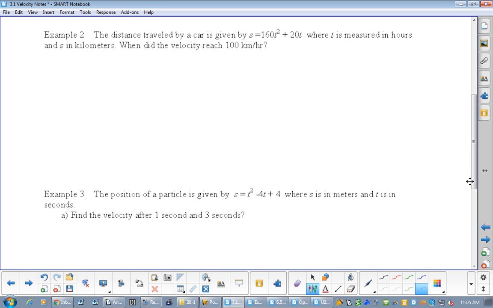Now, here's another one. The distance traveled by a car is s equals 160t squared plus 20t, where t is measured in hours and s in kilometers. When did the velocity reach 100 kilometers per hour? Okay, yeah, let's do ds over dt. You'll find that we're always going to be doing our derivative with respect to time. That would be, which equals v, correct? Which equals 320t plus 20. So with just that simple little move, I can now find the velocity at that time.